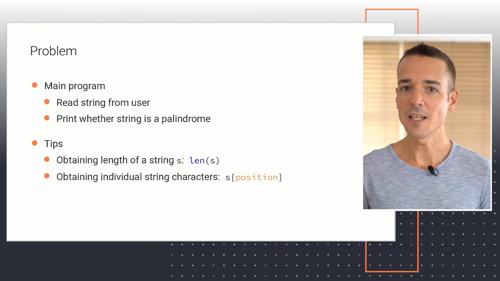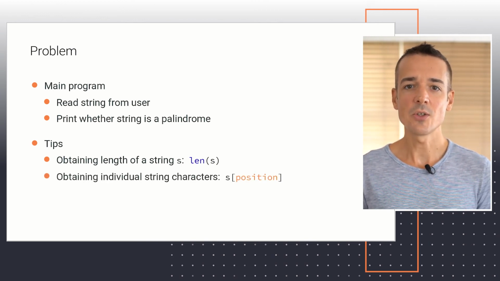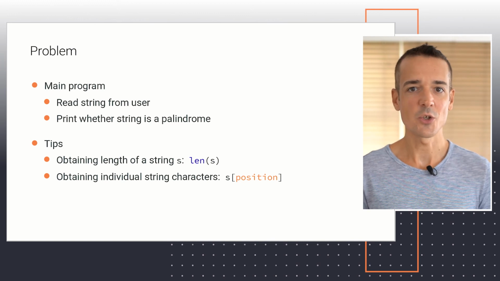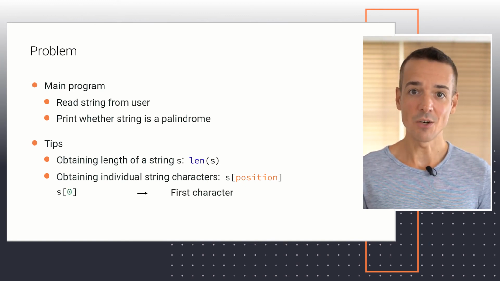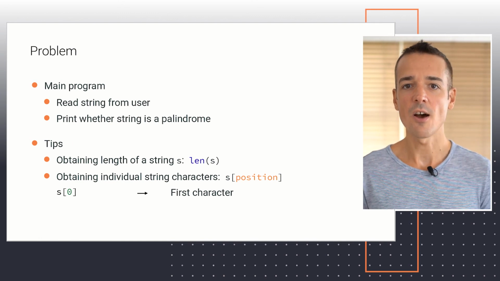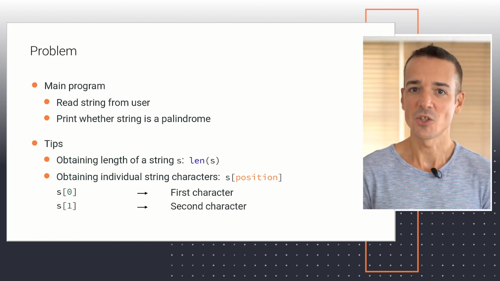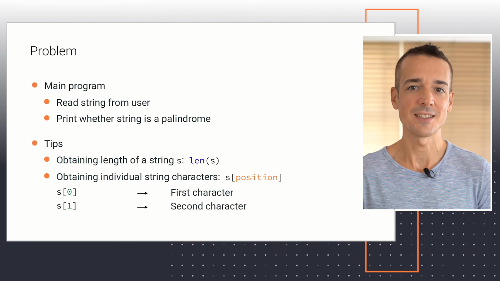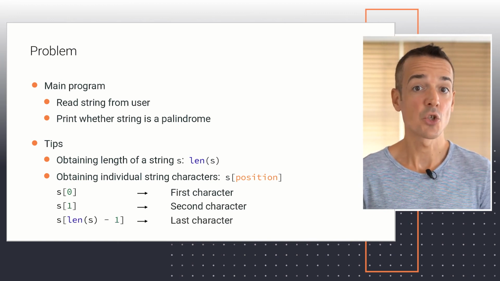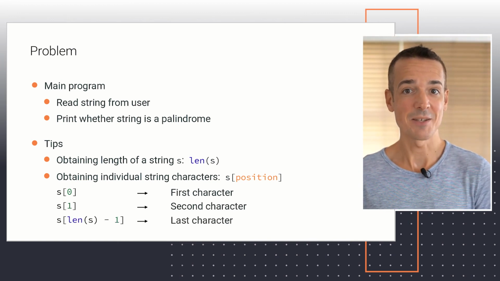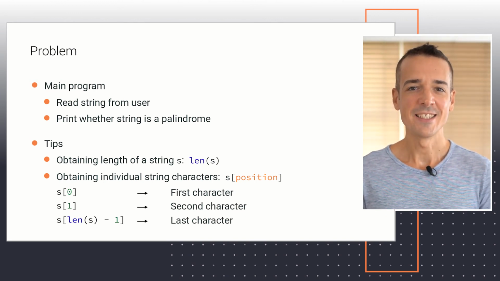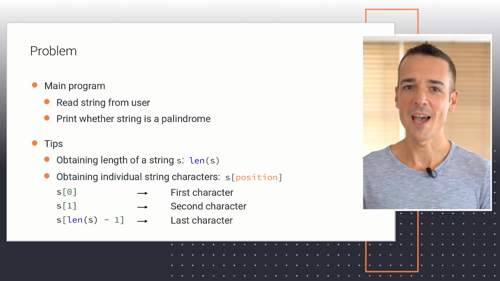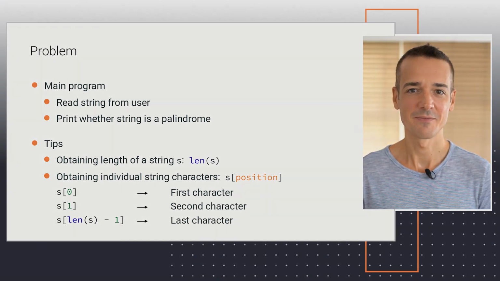Additionally, you may obtain individual characters in a string using the position of that character within square brackets. For example, S square brackets 0 returns the first character of string S, S square brackets 1 returns the second character, and S square brackets len S minus 1 returns the last character in the string. Time to work. I'll be back with my proposed solution.